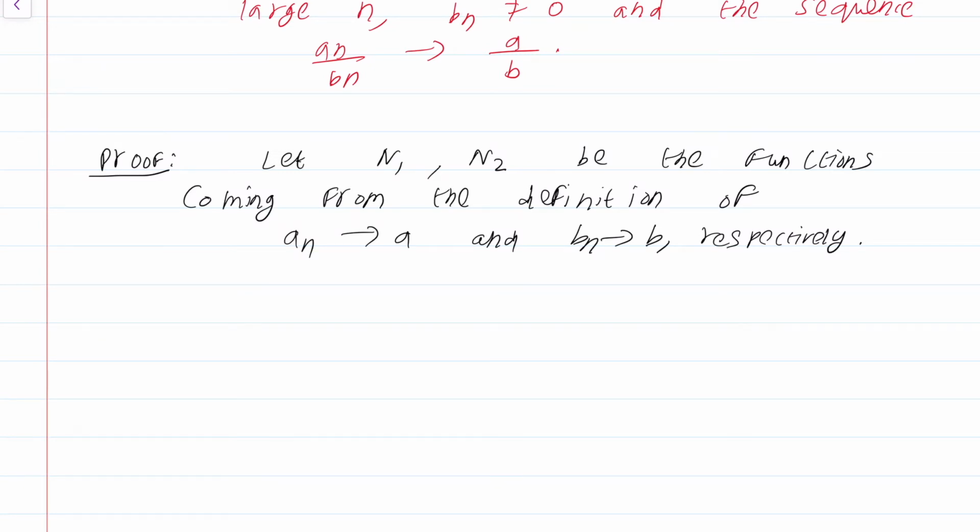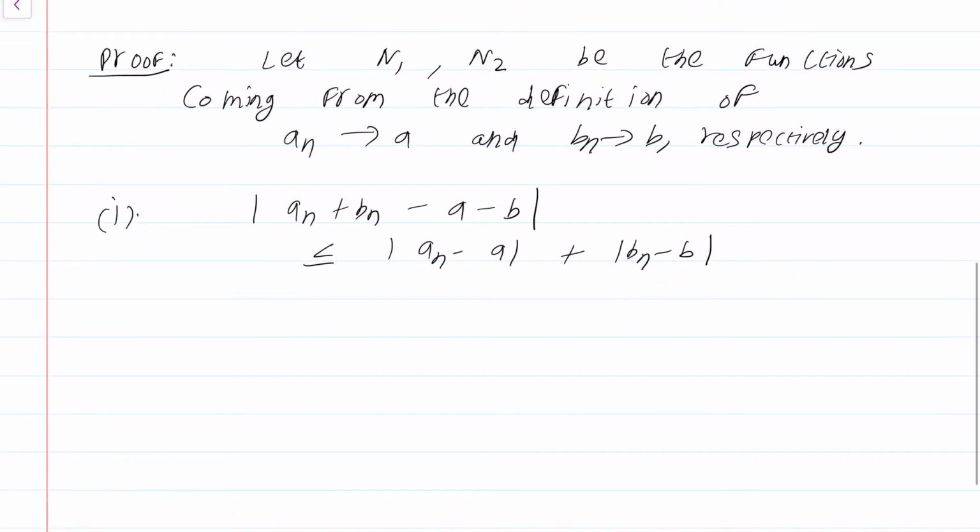Okay. Now observe, for the first part, that mod an plus bn minus a minus b is less than or equal to mod an minus a plus mod bn minus b. This is just an application of the triangle inequality, and as I remarked earlier, applications of basic inequalities will be done without specific mention as to which inequality I am using. Especially the triangle inequality and the reverse triangle inequality, I will not hesitate to use it at all. I will use it left and right without even mentioning what I am doing.